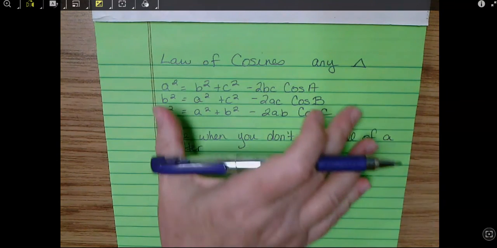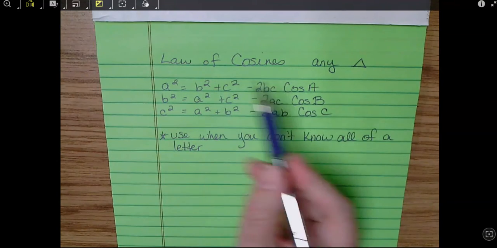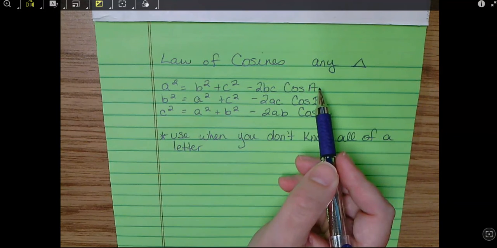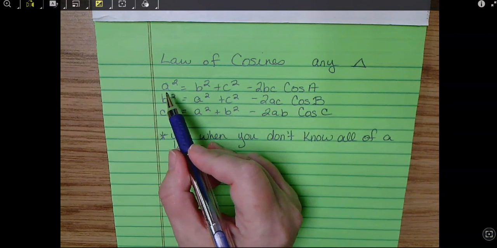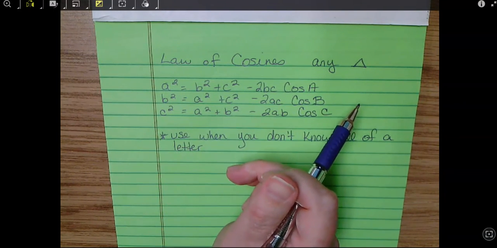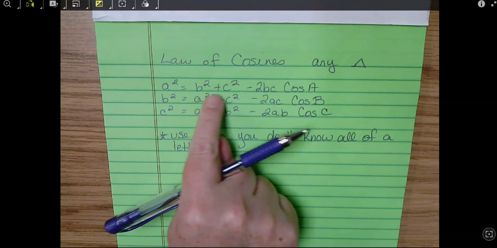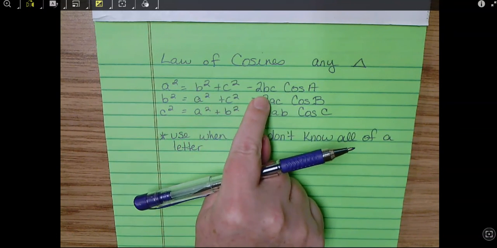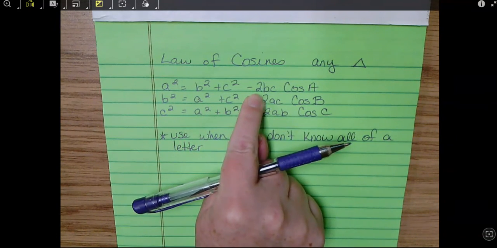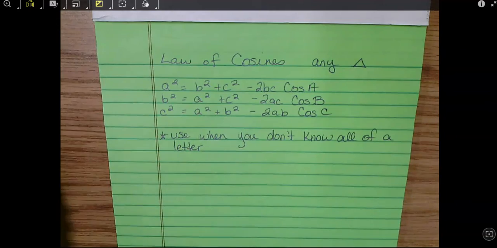Again, you don't need to know all three of these. I tend to use one and just remember that whatever letter I start with, I end with its angle. And notice here I have b squared plus c squared. It's always minus 2. The 2 is always there, and the b and c go together. Okay? So here we go.